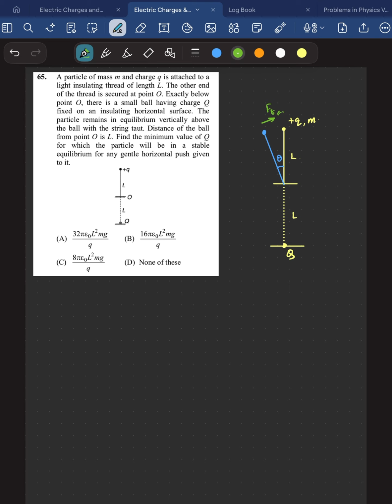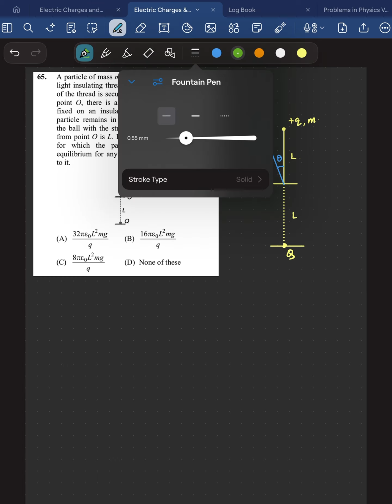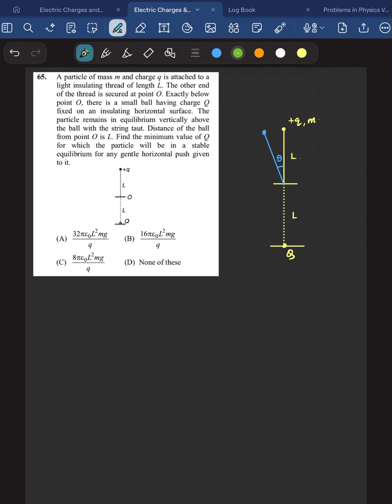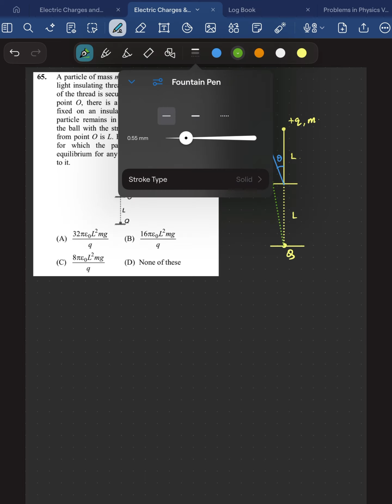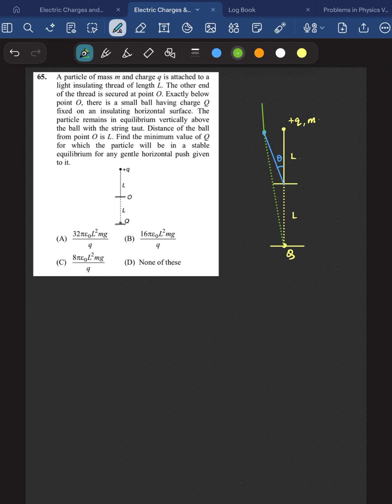Okay, so what are the forces acting on this particle? The forces acting on this particle are mg and the electrostatic force of repulsion. So let me draw a diagram for that. You have your electrostatic force of repulsion acting along the line joining them, so it will be acting this way. And your mg force will be acting in the downward direction. So now we'll take components of these forces along the tangent, and we'll ensure that the net force is towards the equilibrium position.